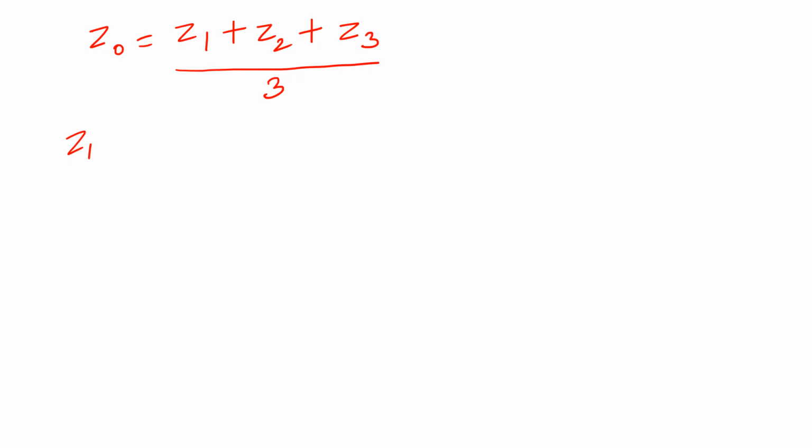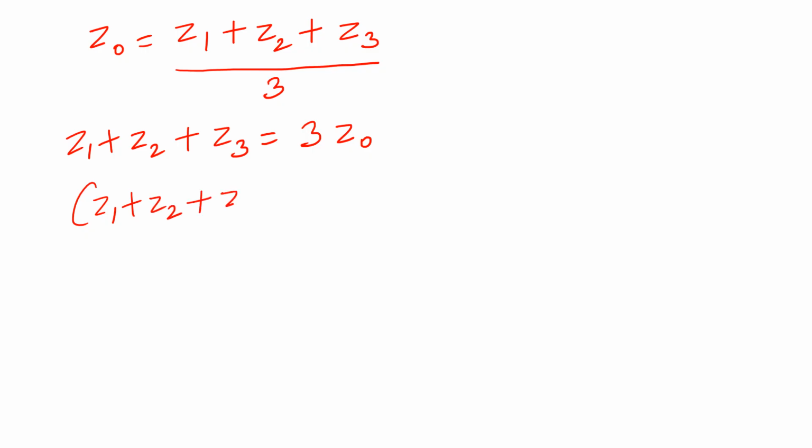Now students, Z0 is the centroid of the triangle whose vertices are Z1, Z2 and Z3. So I can write Z0 equal to Z1 plus Z2 plus Z3 whole divided upon 3. So from here we get Z1 plus Z2 plus Z3 equal to 3 into Z0. Now students, square both sides of this equation.